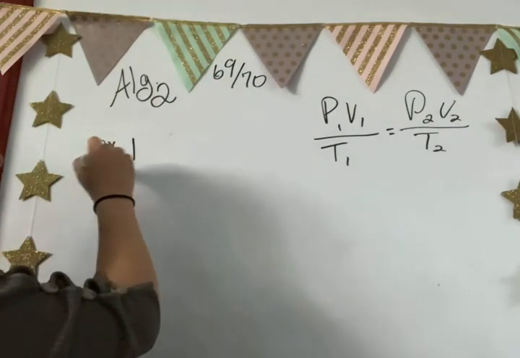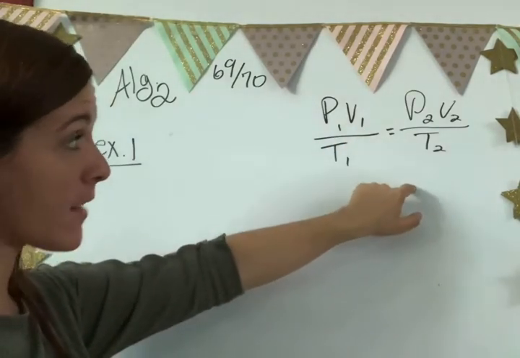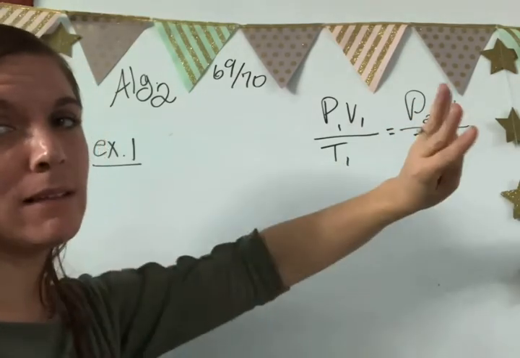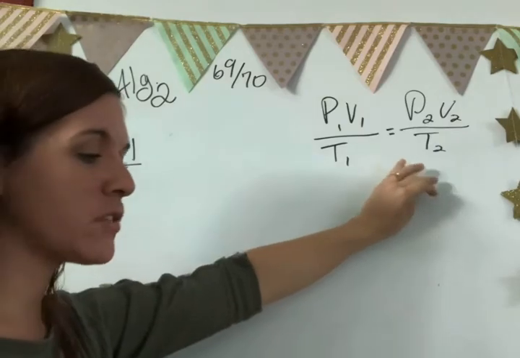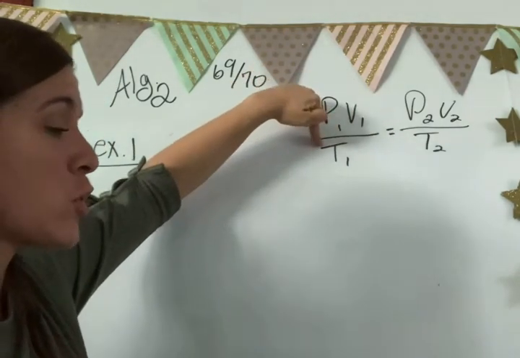Okay, in 69, you're using the ideal gas law. Remember we did that in chemistry, in science class before this whole quarantine and COVID thing started. Okay, so P is pressure, V is volume, T is temperature.